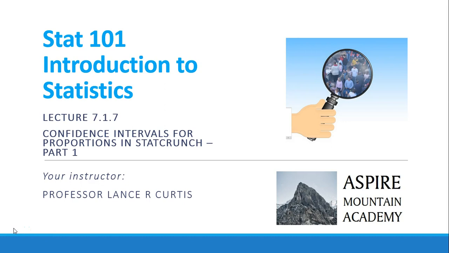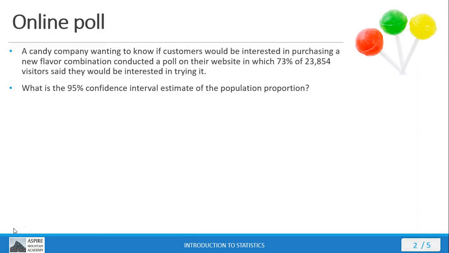In less than 10 minutes, this video demonstrates how to calculate confidence intervals for proportions using StatCrunch. Let's get started. To demonstrate how we're doing this in StatCrunch, first let's look at an example problem which will start by solving the old school way, and then I'll show you how to do it in StatCrunch. You'll see how much easier it is to get the same answer.